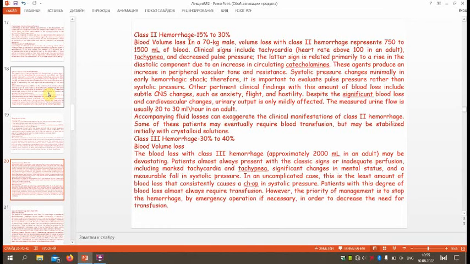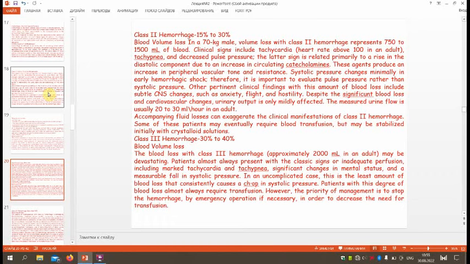The next is class 2 hemorrhage, about 15 to 30% of blood volume loss in a 70-kilo male. Volume loss with class 2 hemorrhage represents from 750 to 1,500 milliliters of blood. Clinical signs include tachycardia, heart rate above 100 in an adult, tachypnea, and decreased pulse pressure.